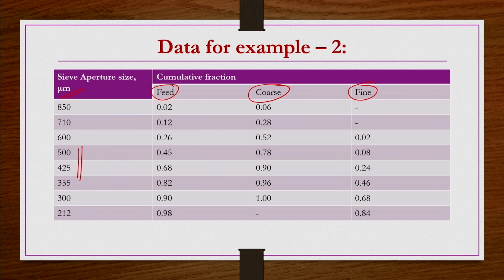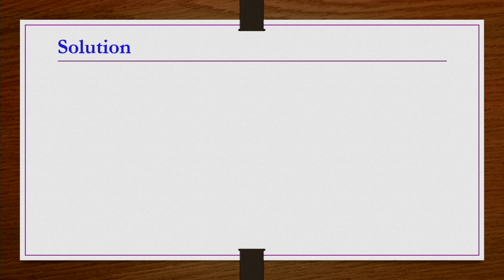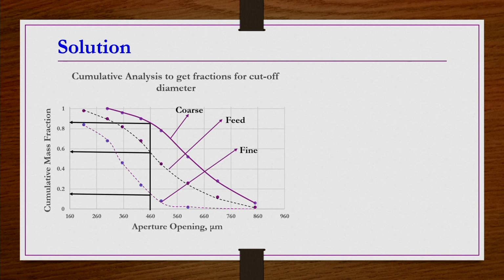So, what you do is plot the cumulative fractions of feed, coarse, and fine with respect to the sieve aperture opening or particle diameter. Then, corresponding to 460 microns, from the graph you can take XF, XP, XR. First we do the cumulative analysis: cumulative mass fraction versus aperture opening in microns has been plotted. The middle one is the feed, the upper one is the coarse material, and the bottom one is the fine material.